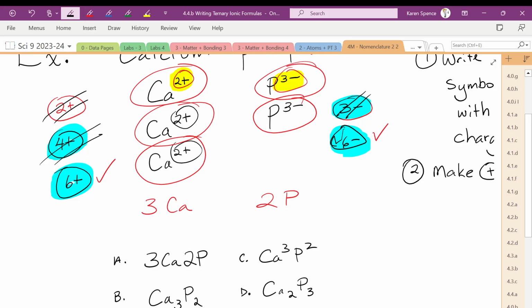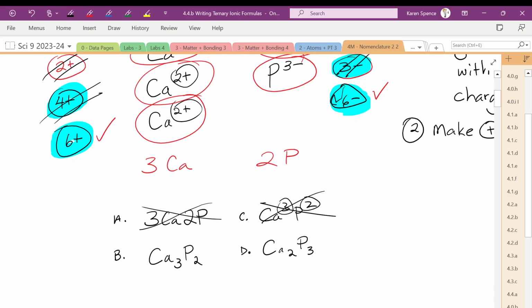B? I also like B. You want to make sure that you don't have superscripts. You want to make sure you don't have big numbers. You want to make sure that you're counting. This is the number of calciums, not the charge. Okay, so this one is correct.